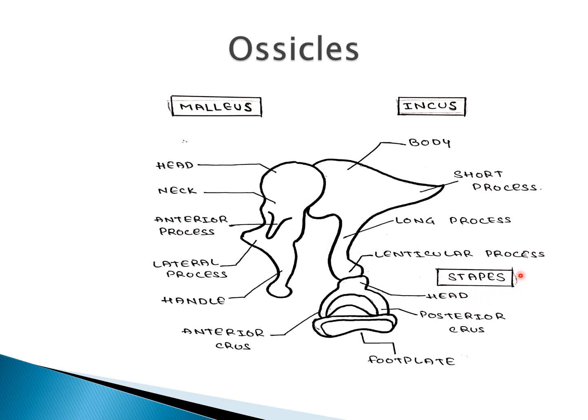Then the third ossicle is the stapes. Stapes is the smallest bone of our body. Stapes has a head. It has two crura, the anterior and the posterior crura, and this is the footplate. This footplate is attached to the oval window, which separates the middle ear from the scala vestibuli.